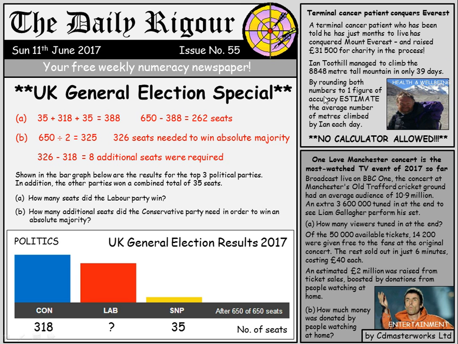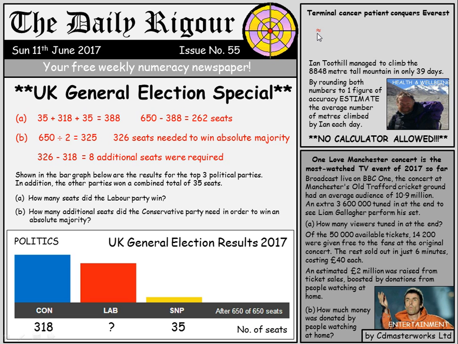So rounding is a really important skill in maths, so we're going to ban the calculators for this question, and by rounding it allows you to estimate the result of calculations quite quickly. So that's what we're going to do here. So the average number of metres climbed each day, well that's going to be a divide. So when we're doing estimating, we can put this approximately equal sign here, and we're rounding to one figure of accuracy. So 8,848 metres to one figure of accuracy is 9,000. And we're going to divide that by 39 days, rounded to one figure of accuracy, and of course that's going to be closest to 40 days.